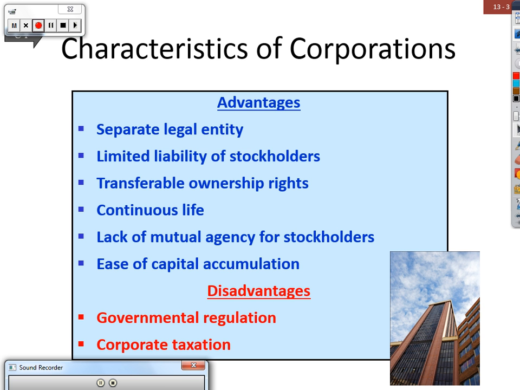Secondly, limited liability of stockholders, meaning you can be a stockholder in a corporation, but you are not liable personally as a stockholder for anything that happens within the corporation. You purchase stock within the corporation so that you can have the right to do things like vote and make decisions within the corporation, but not personally liable. Transferable ownership rights. So what that means is once you start purchasing stock, you can transfer it as you please. You can sell it as you please within that corporation because you purchased it.